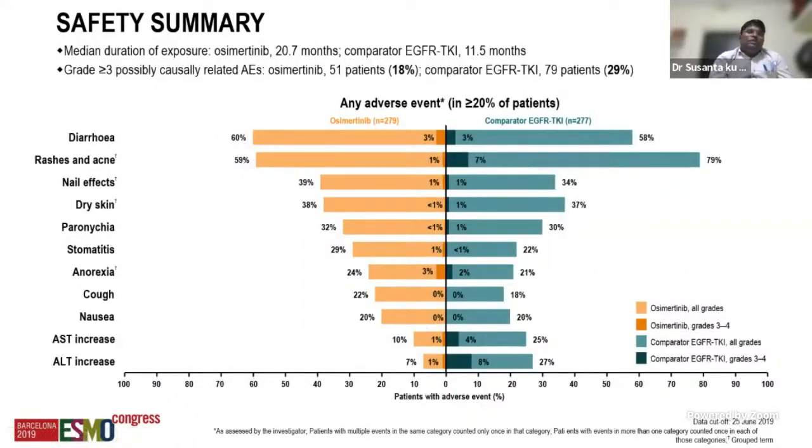Regarding adverse events, in the osimertinib arm diarrhea is seen in 60% compared to 58% with the comparator EGFR TKI, and rashes 59%, but more seen in the first-generation comparator TKI. If we compare the side effects, it's not much different, but in practical experience, we have many patients on osimertinib and we see fewer side effects. The skin and nail toxicity and diarrhea are much less with osimertinib compared to first-generation TKI.